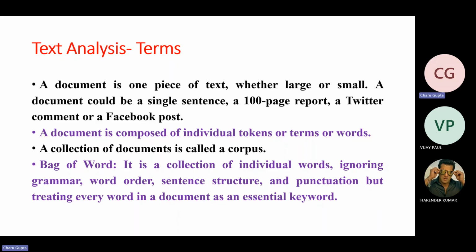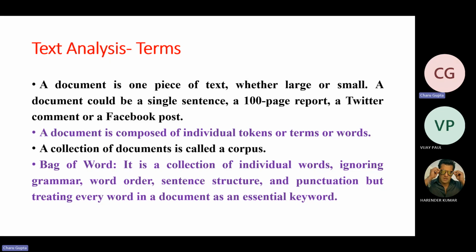The terms include the document. A document is any piece of text. It could be large, it could be small, it could be a single review, a single sentence, or a 100-page report. It could be a Facebook post, it could be a Twitter comment. So that is a document. That document consists of individual words, or tokens. We call it a token or words.